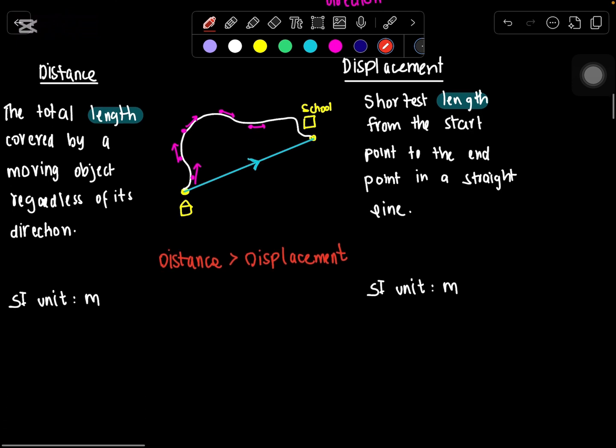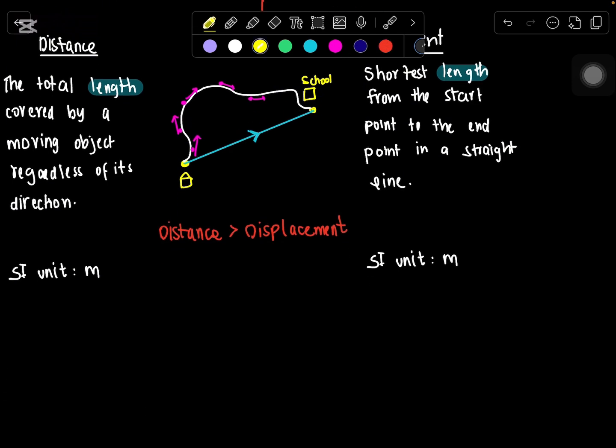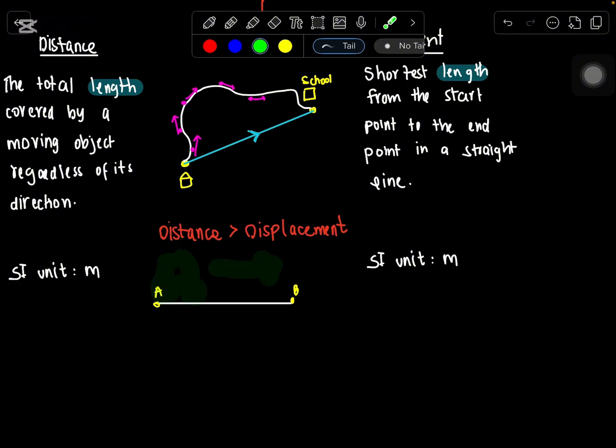I do have an additional point to make here. Let's say that this is your start point A and this is your end point of the journey B, and the person finds a straight road, let's say a highway. Now, in this case, the car is moving from A to B on that straight road. Now, the total length that the car is covering is a straight line. Okay, so that is the distance. And the displacement is definitely a straight line from A to B as well.